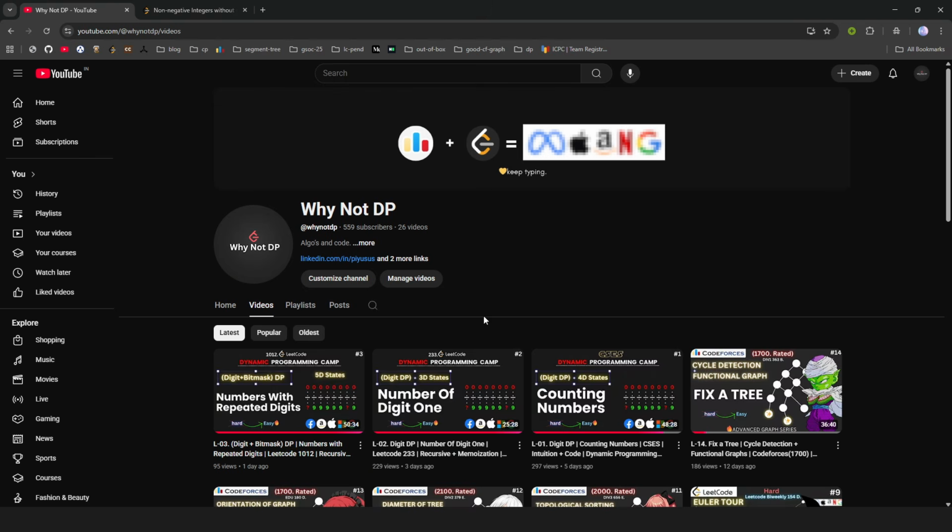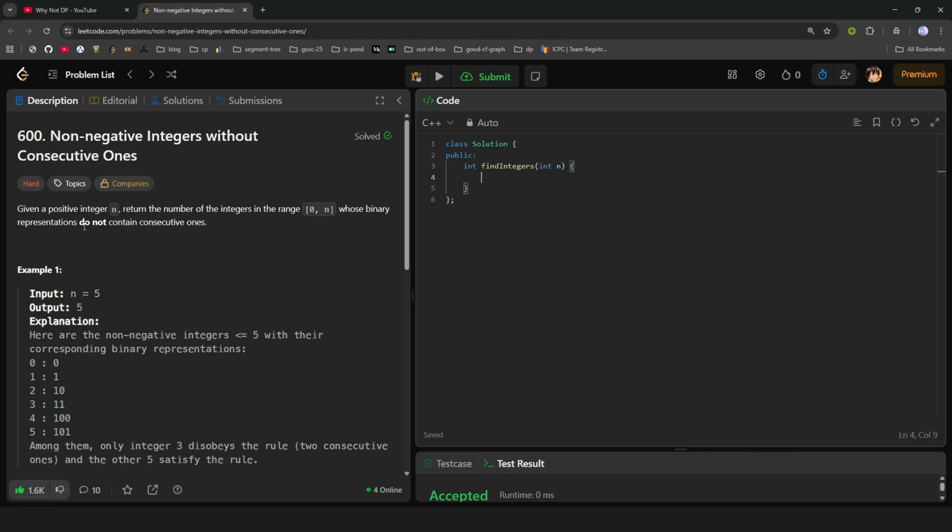Now let us get back to the problem statement. So the problem reads like this, that you'll be given a positive integer n and you have to return the number of integers in this range from 0 to n inclusive whose binary representations do not contain consecutive ones.